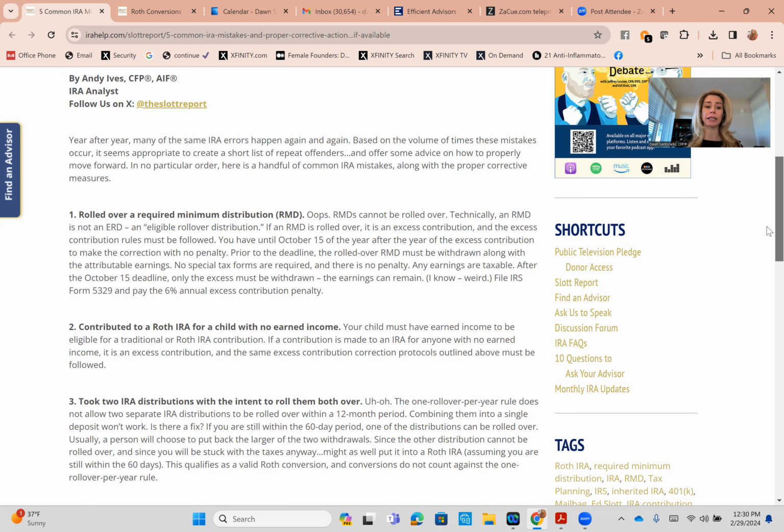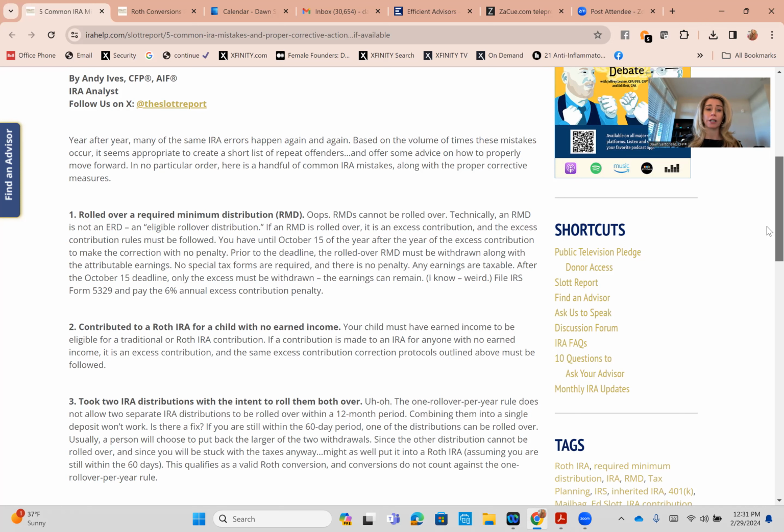Mistake number 2 is that you might have contributed to a Roth IRA for a child who has no earned income. I've seen this happen where many advisors think that just because you have kids, you can just open up a Roth IRA. Well, that's incorrect. The child needs to actually have earned income in order to do a Roth IRA, and they could be eligible for either a traditional or a Roth contribution. If you make a contribution to any type of IRA for anyone who has no earned income, it's considered an excess contribution, and you have to follow the same excess contribution correction protocols outlined above.